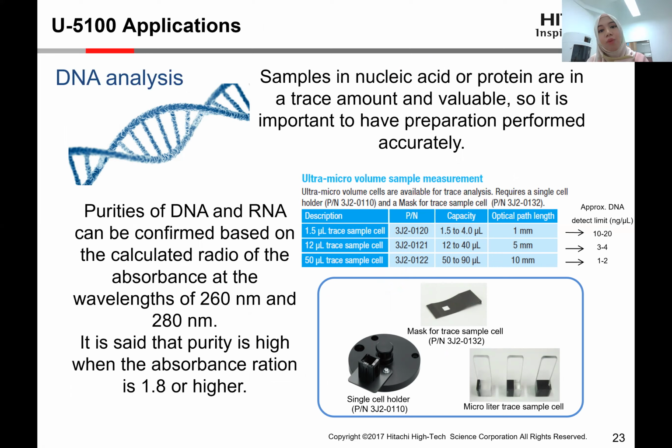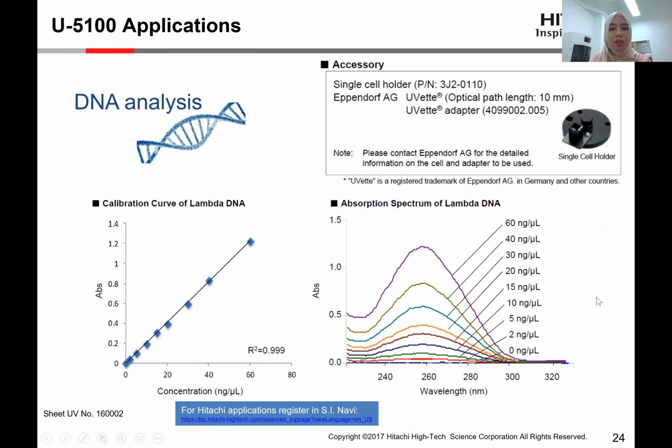And with that, we have an ultra microvolume sample measurement where we have 3 sample cell holders: 1.5, 12, and 50, depending on how precious your samples are. So you can choose based on your requirement and application. Also, we have path lengths of 1, 5, and 10. So this is how it looks, and again, this is how you use it.